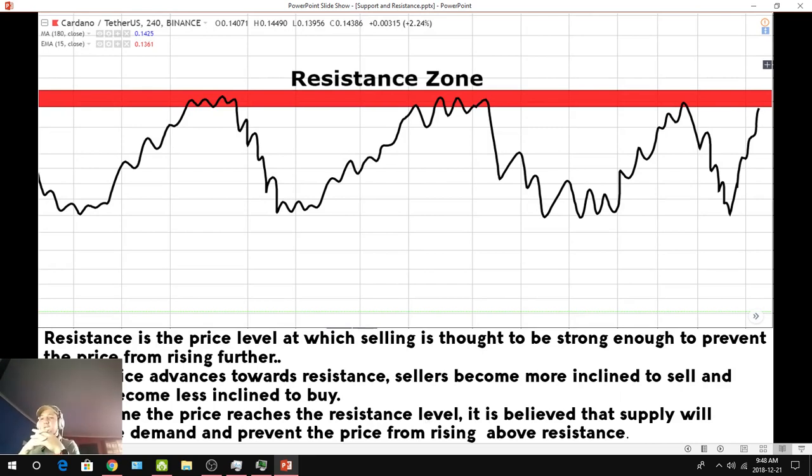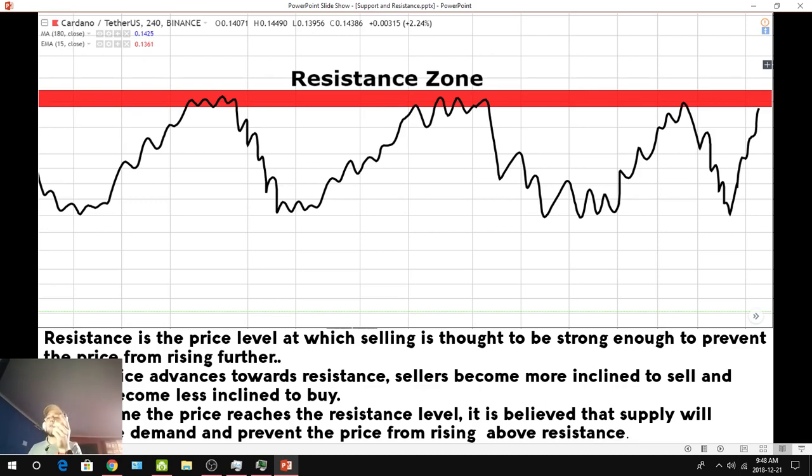Resistance zones, correct? A resistance zone is a price level at which selling is thought to be strong enough to prevent the price from rising further. Basically, at that level, the resistance zone, people won't buy anymore because in that category it's not a good deal. Why would you buy when the market is high, correct? Obviously, you're going to wait for a good deal and wait for the market to pull back, correct? Let's just read further quickly.